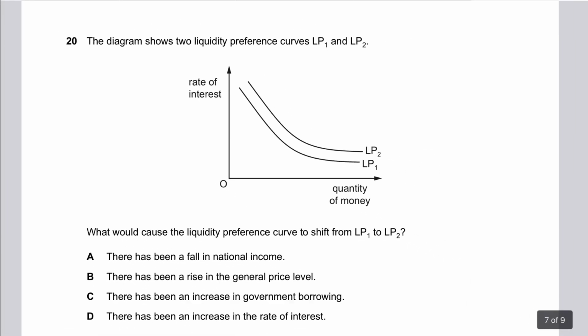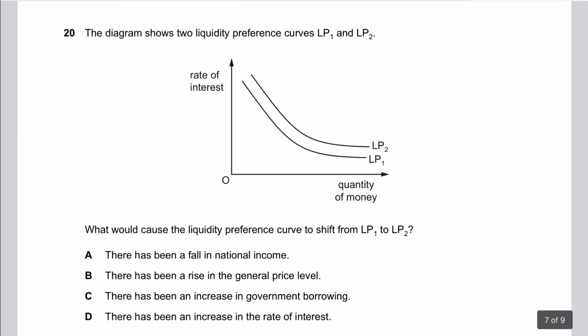Again, question 20, a simple question. Question 20 says, the diagram shows two liquidity preference curves, LP1 and LP2. So the demand for money is shifting outwards. What would cause the liquidity preference curve to shift outwards? The correct answer has to be a rise in the general price level, because what is the liquidity preference curve showing? It shows the demand for money at different rates of interest, right?